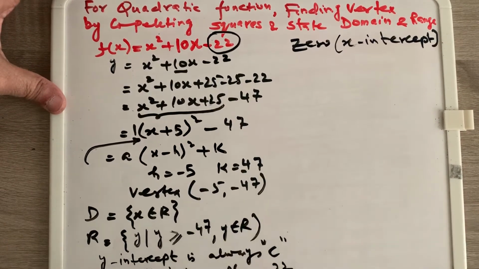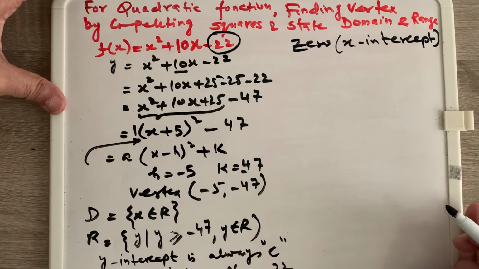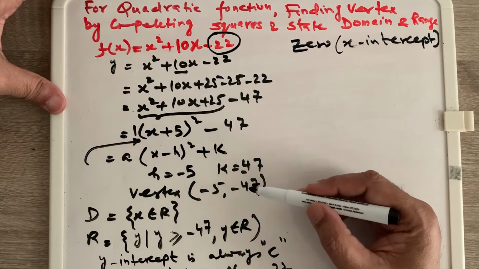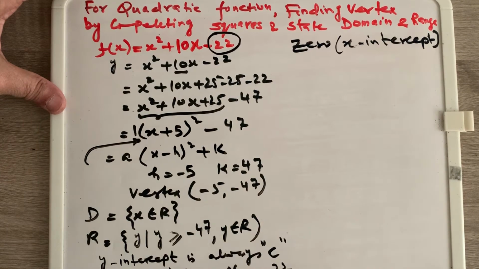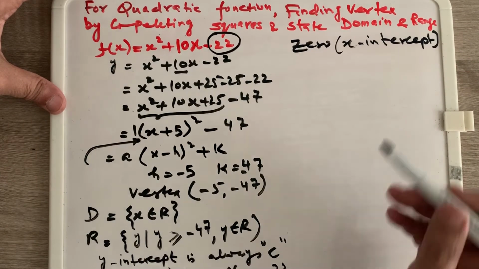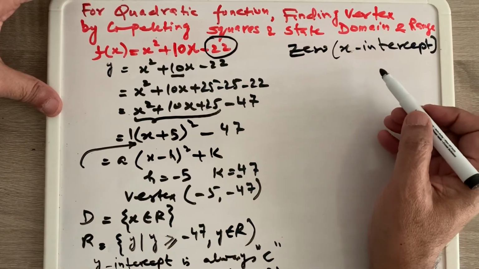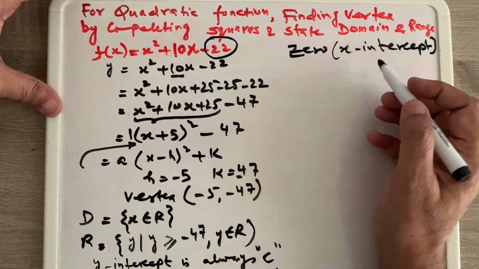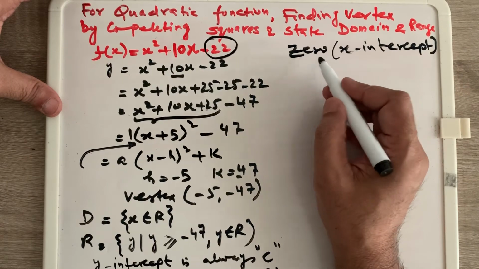So to draw this will help you, right? Because you know now that one point is the vertex, which is minus 5 and minus 47. The other point is the y-intercept, which is minus 22. And now we have to find out zeros or the x-intercepts. How to find out zeros or x-intercept? By putting y is equal to 0 in the equation.